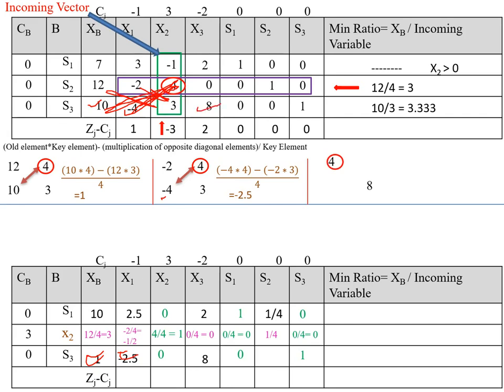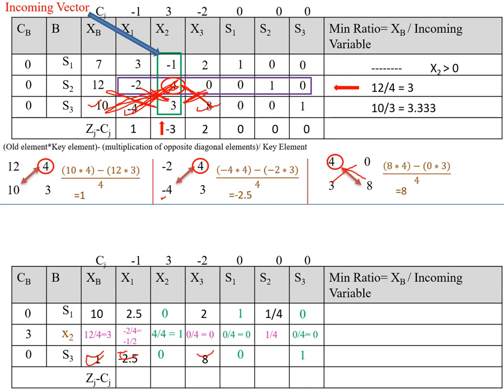And next element is here 8, and we have to identify the key element here. For these two, the opposite diagonal elements are the 0, 3. Enter the 0, 3 here, and do the calculation old element into the key element minus of multiplication of the opposite diagonal elements divided by key element, that is 8 into 4, 32, minus of 0, 32 divided by 4, that is the 8.